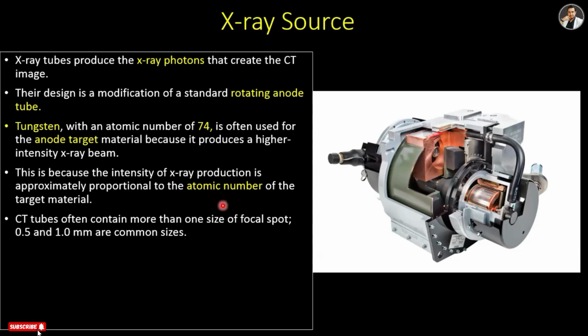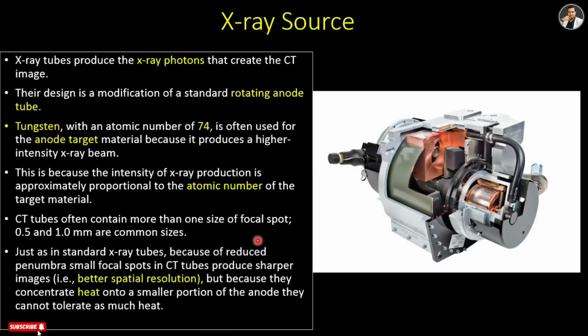CT tubes often contain more than one size of focal spot. 0.5 and 1 mm are common sizes. There are 2 or 3 focal spots. The size of the focal spot is 0.5 mm to 1 mm. And just as in a standard X-ray tube, the smaller focal spots in CT tubes produce a sharper image and better spatial resolution. But because they concentrate heat onto a smaller portion of the anode, they cannot tolerate as much heat.